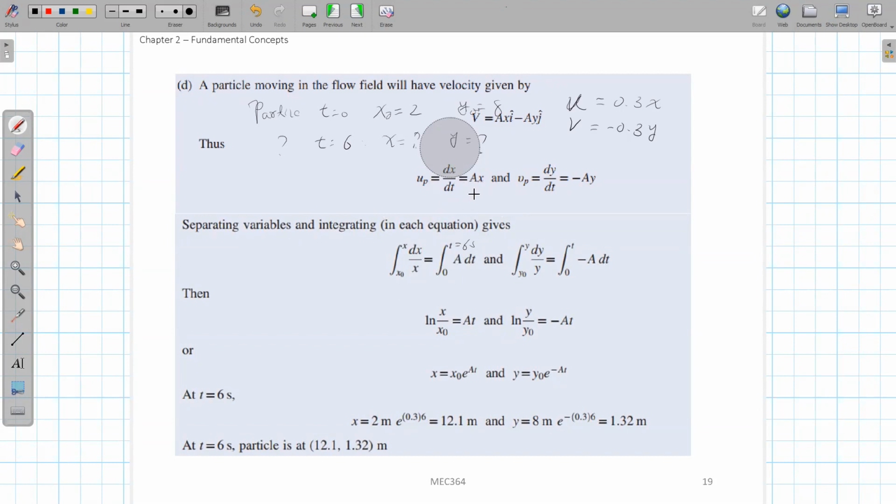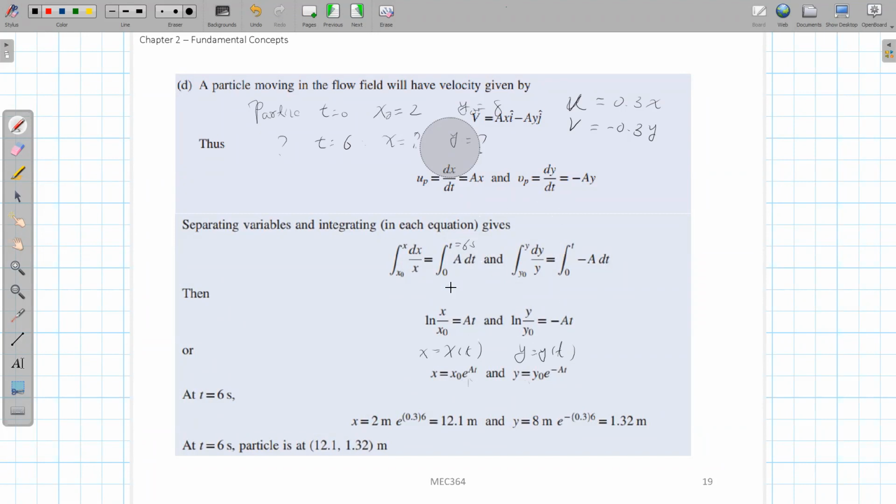So it's a similar thing. We have dx/dt equal to ax. To do this integration, we move the x to the left and the t to the right. On the left-hand side, it's only a function of x. On the right-hand side, it's only a function of time. Similarly for y. The result gives us x as a function of time and y as a function of time. If you put t equal to 6 seconds into these, you will know where x and y will be.